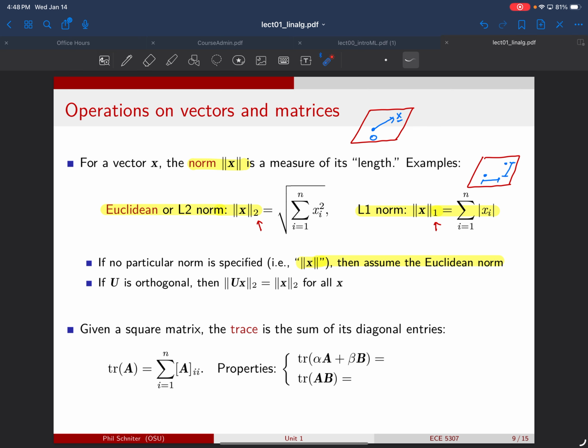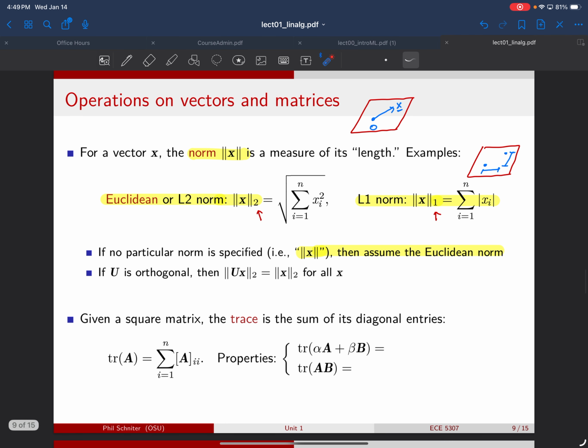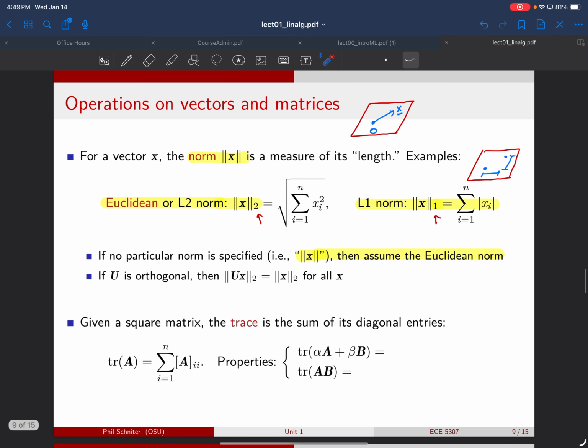What about the 1 norm? If I rotate, would the 1 norm stay the same? No, the 1 norm is not going to stay the same. But the 2 norm definitely stays the same. Okay, so that's the norm. Sometimes we'll talk about the norms of matrices, but not too often, and when we do, I can talk about that when we get to it.